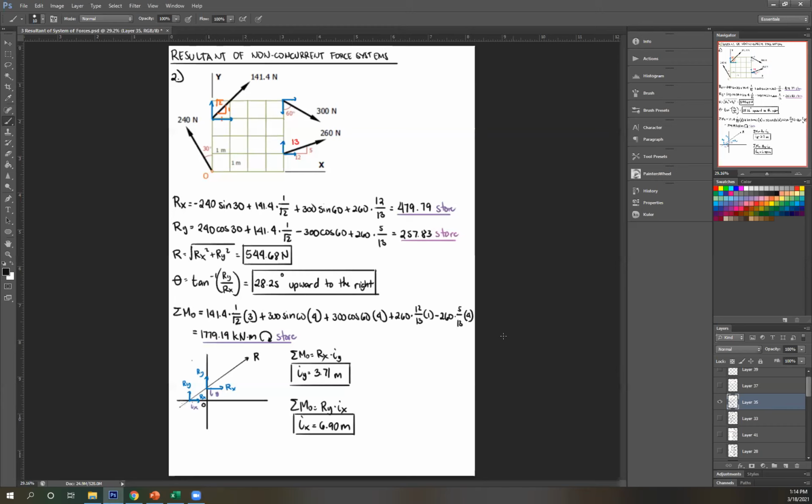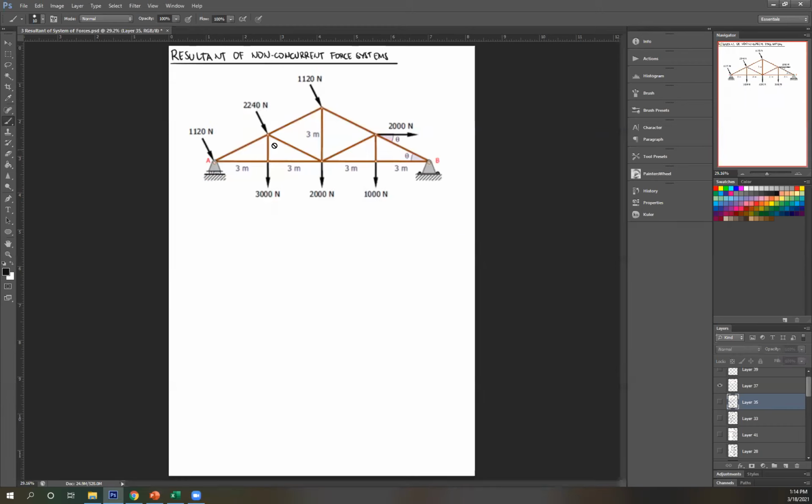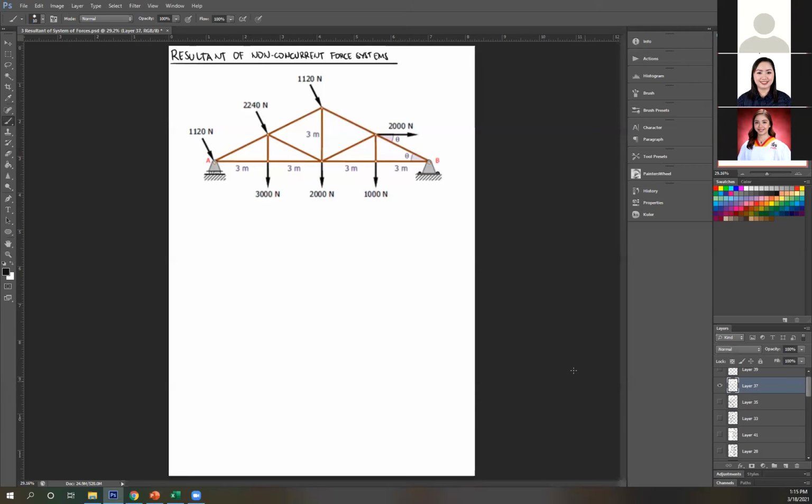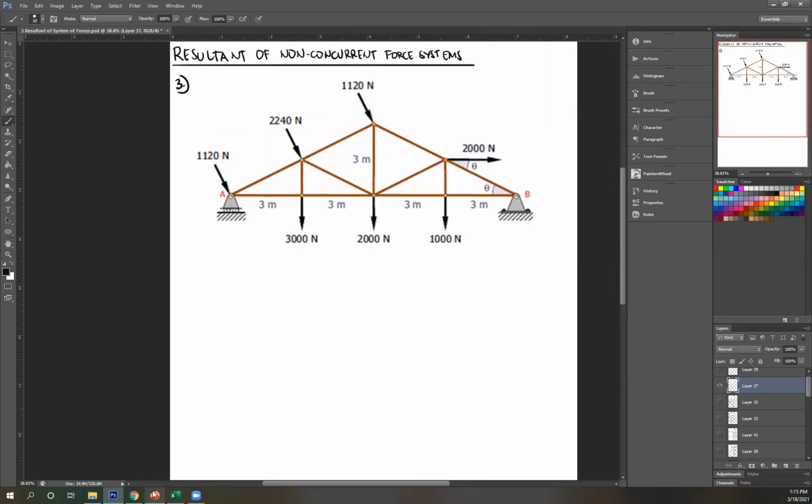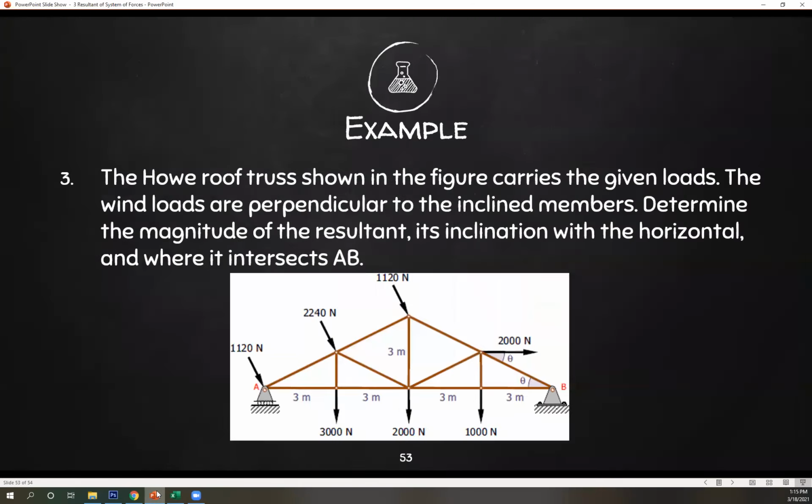Okay, great. Let's move on to number 3. We got another truss. The Howe truss, or roof truss shown in the figure, carries the given loads. The wind loads are perpendicular to the inclined members. Determine the magnitude of the resultant, its inclination to the horizontal, and where it intersects AB.